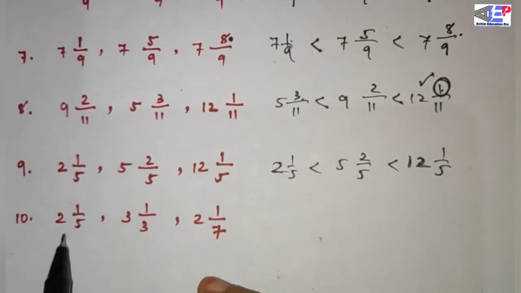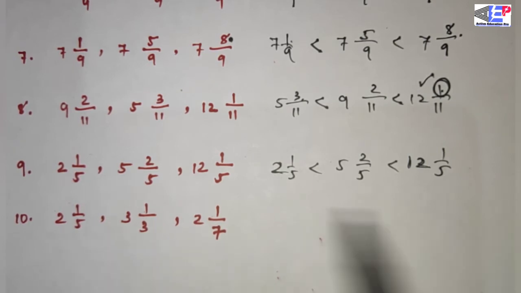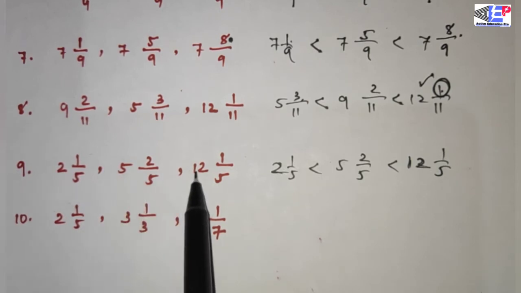Then question number 10: 2 1/5, 3 1/3, 2 1/7. Look here, in this case there are different denominators and different whole number parts, meaning unlike fractional parts and different whole number parts. So as you know, if there are unlike fractions and different whole number parts, you have to first follow the greater whole number part and the smaller whole number part.